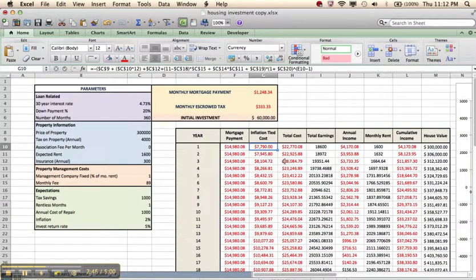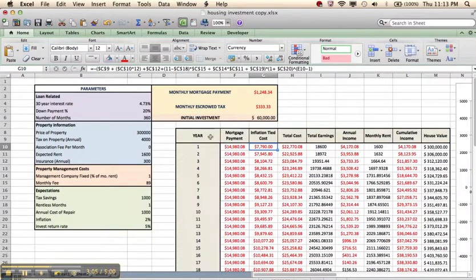Now let's look at inflation-tied costs. Whoa, this is a very long one, isn't it? But let's think about it. The mortgage payment has nothing to do with inflation. You get a loan, and you pay the same amount every month, irrespective of what happens to inflation. But the other things we can assume will change with inflation, okay?